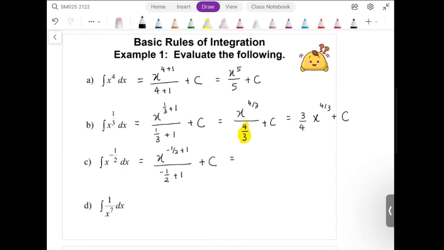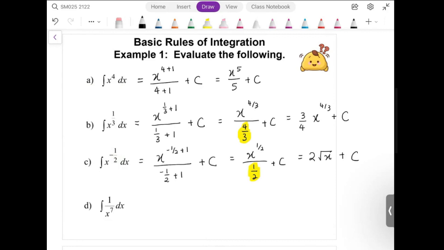So here we will get x to the power of half over half plus c. And same as before, we cannot have a fraction on the denominator part. So you have to flip it over. Now our final answer will be 2. x to the power of half we can rewrite as the square root of x, plus c.